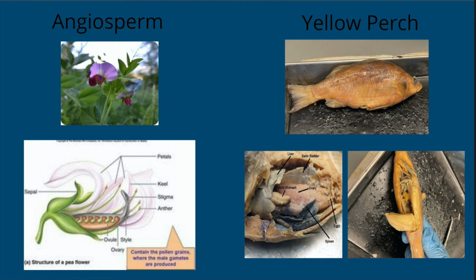Life cycle. In the angiosperm, the life cycle starts with a haploid spore cell that comes from the anther, where it is turned into a pollen grain. This pollen grain travels from the anther into the stigma and down the ovary where it meets the ovule, where the eggs are stored. The egg becomes fertilized by the pollen grain and develops a seed coat for protection and eventually turns into a seedling and finally a flower.